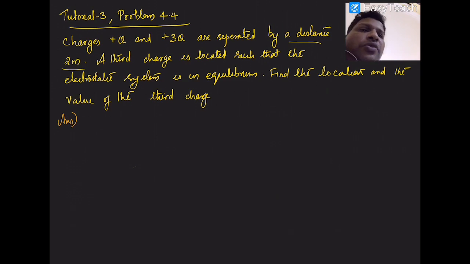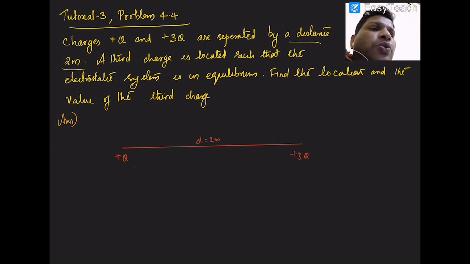So first of all we will be drawing the scenario. You have the charges plus q and plus 3q, which are separated by some distance d. Let's say this d is equal to, it is given, d is equal to 2 meters. Now what is the question? A third charge is located somewhere. A third charge may be here, or here, or it can be put here. It is located such that the total system is in equilibrium. So find the location and the value of the third charge.